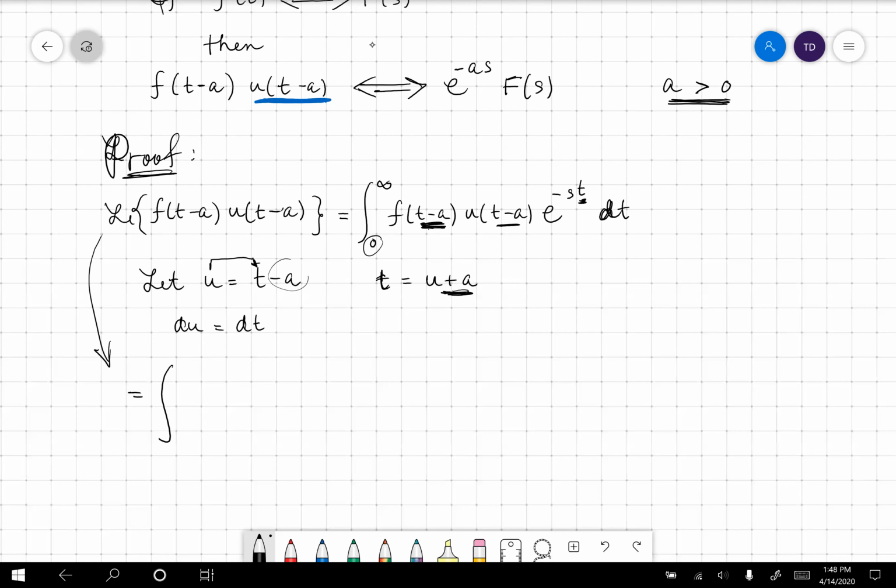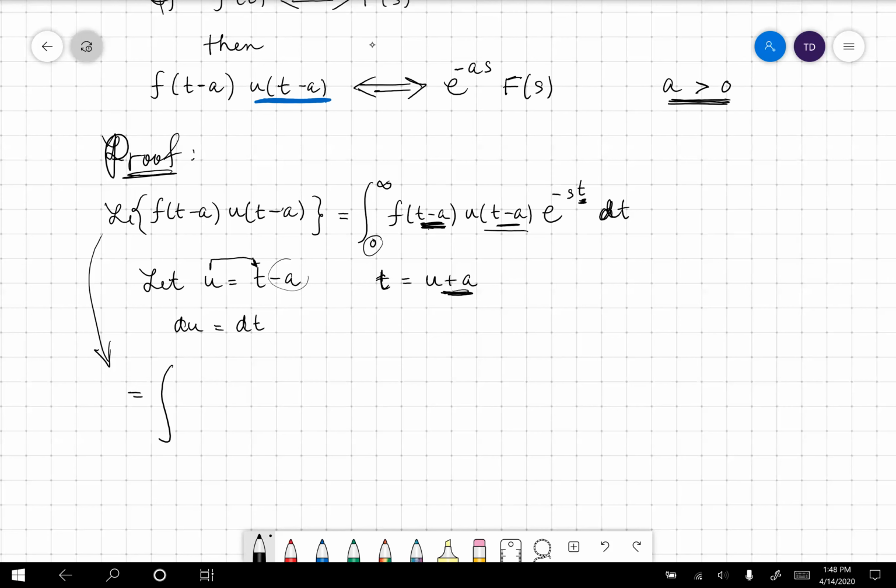The t value is u plus a. Okay, so this is on t, the t value. Is that good? We got that? So what we're going to do is our substitution.